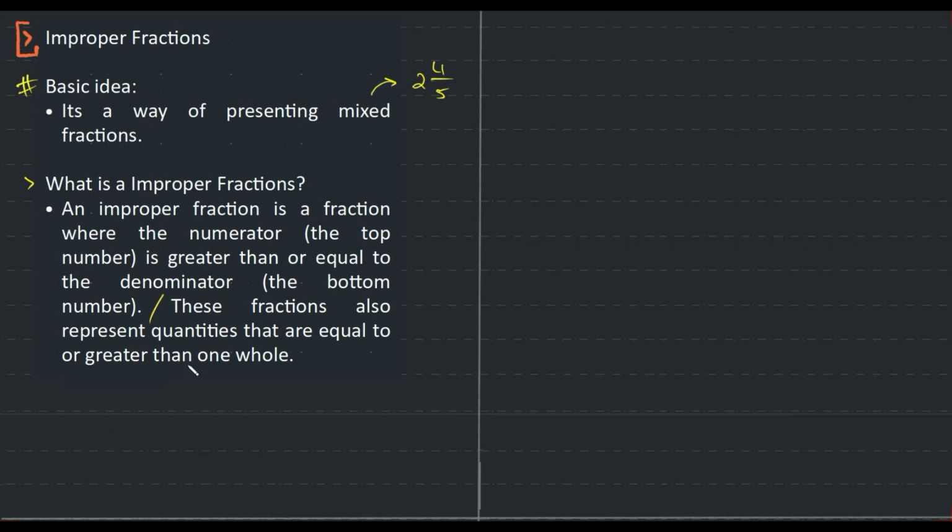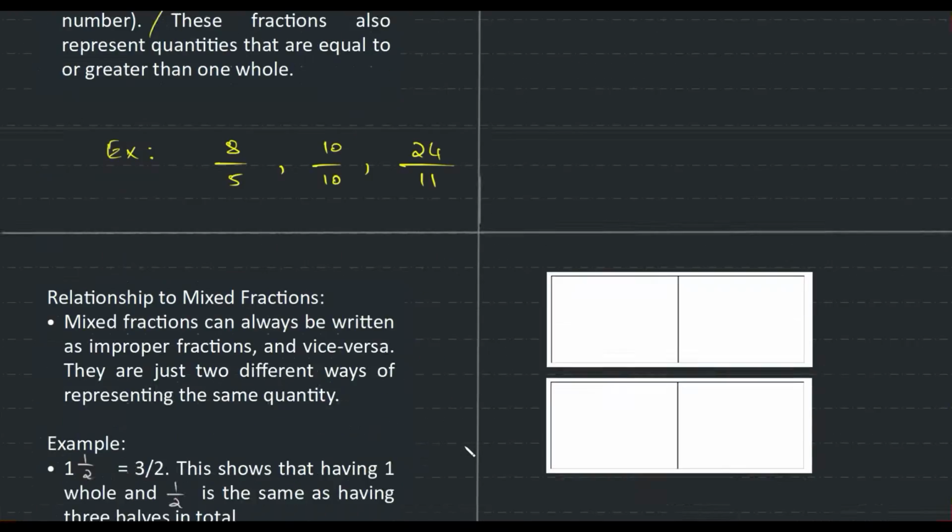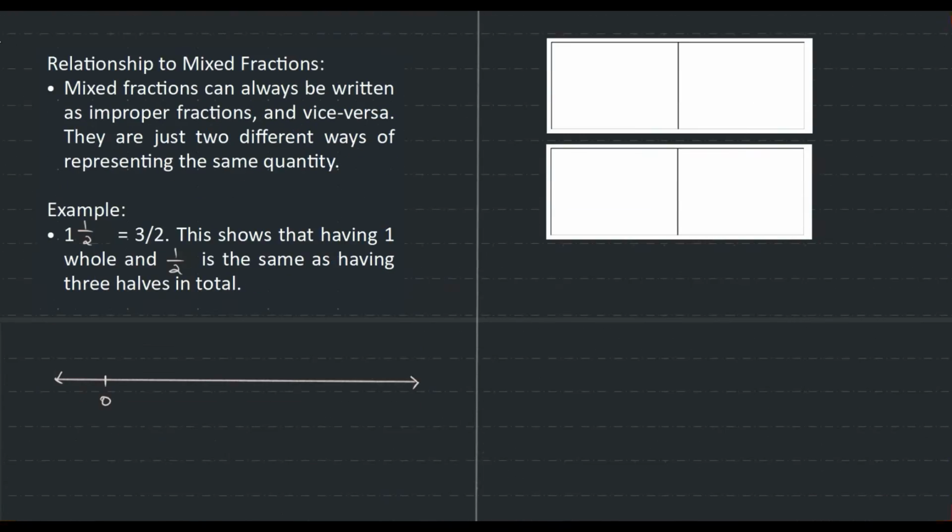Okay, so I'll give an example. Say something like 8 by 5. The numerator is greater than the denominator. Say 10 by 10. The numerator and denominator are equal. Then say 24 by 11. So those are your examples. Of course, there are infinite possibilities.